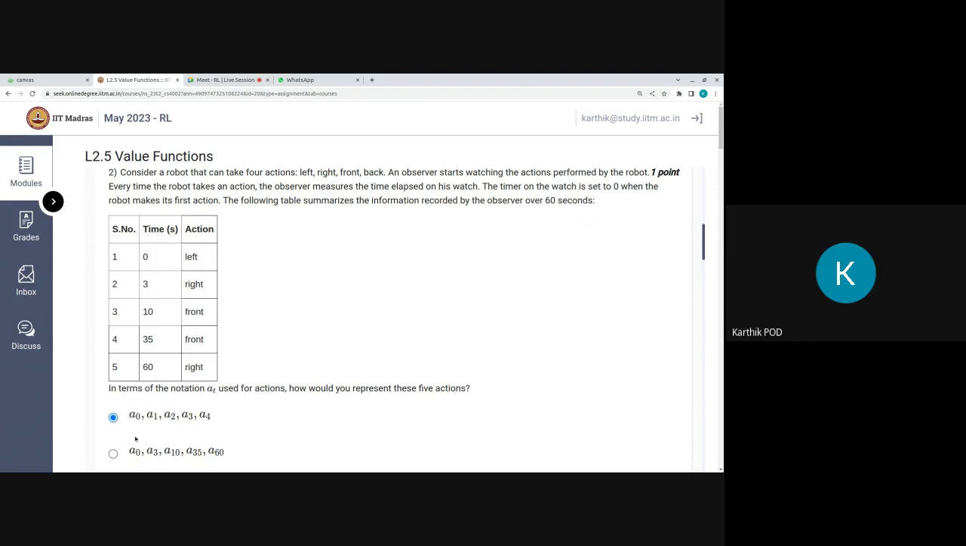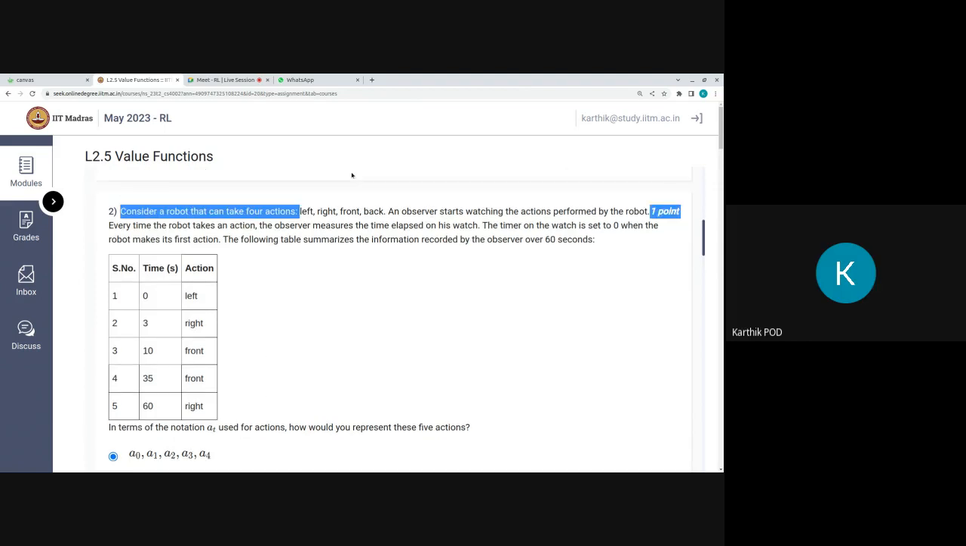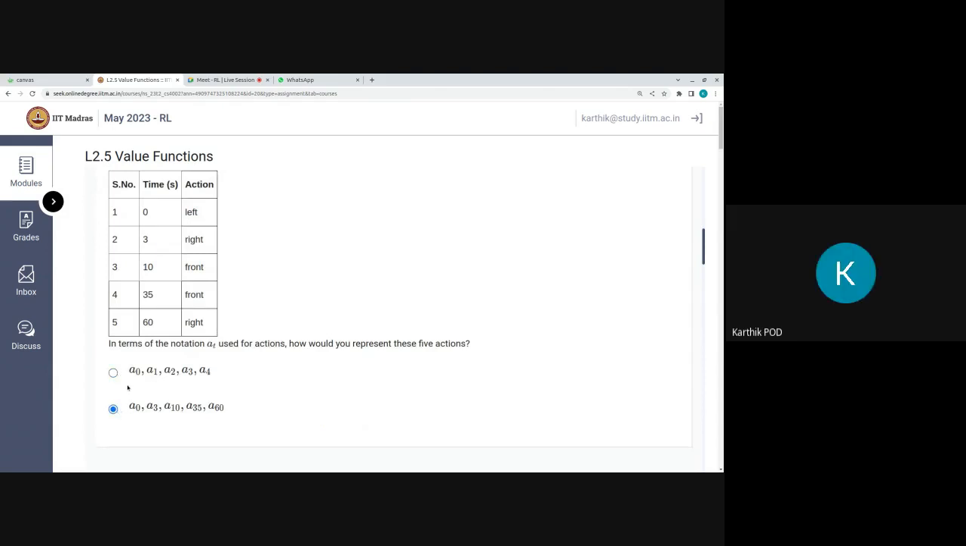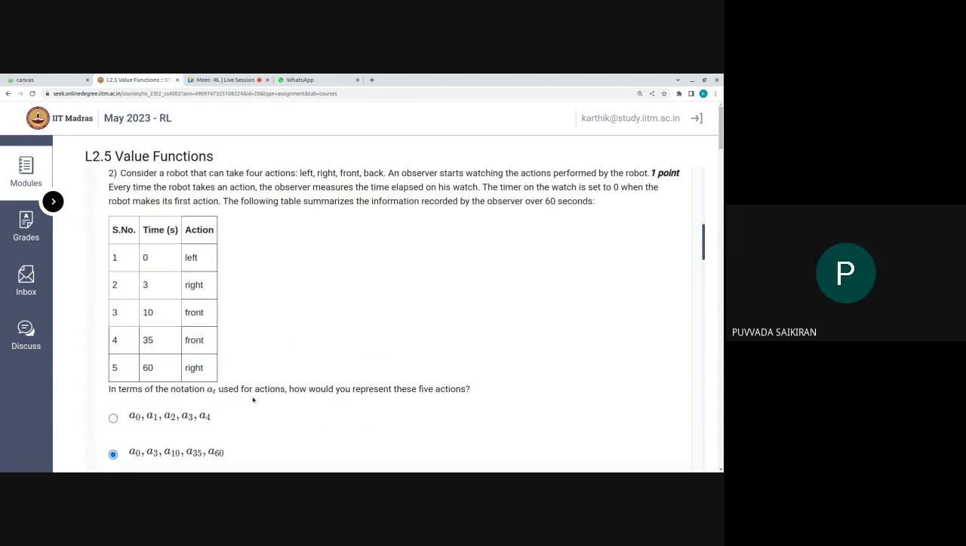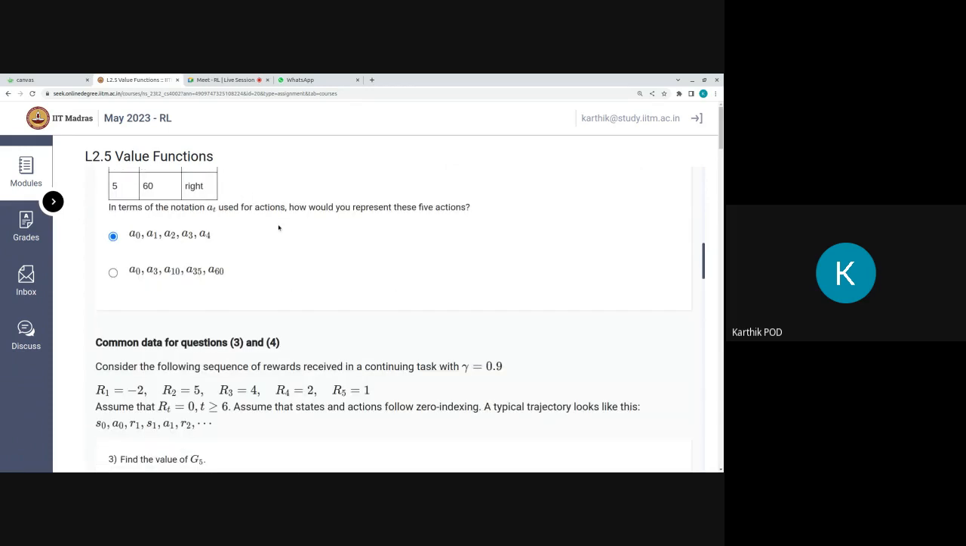So if you assume that there are only four actions available, which of these two is correct? The first one, because the notion of time in RL is not the time that has elapsed, but the decision steps. How many decisions am I making? This robot here is making only 5 decisions. So we have to index the actions based on that and not based on how much time has elapsed while taking these actions. So that is the question there.